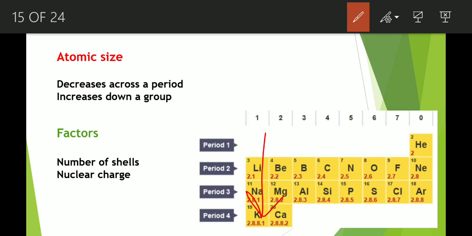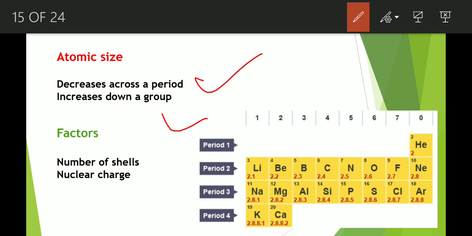So, what should happen? If nuclear charge increases, then atomic size should decrease. But in this case, when we go down the group, as the number of shells is increasing, the increase in the number of shells will dominate the nuclear charge. That's why the atomic size increases down the group. Clear? So the basic trend is that atomic size decreases across the period, but it increases down the group.